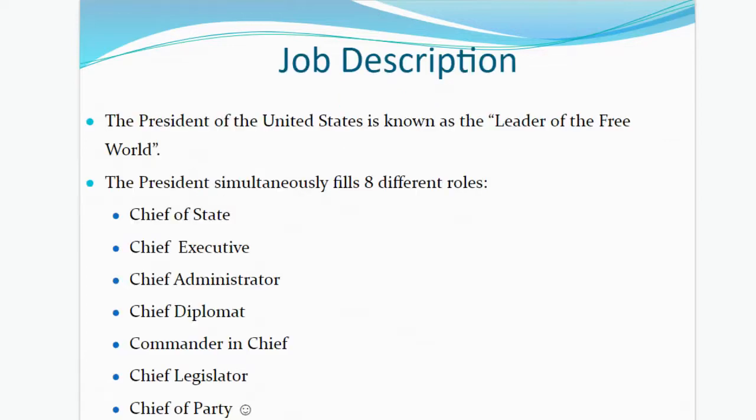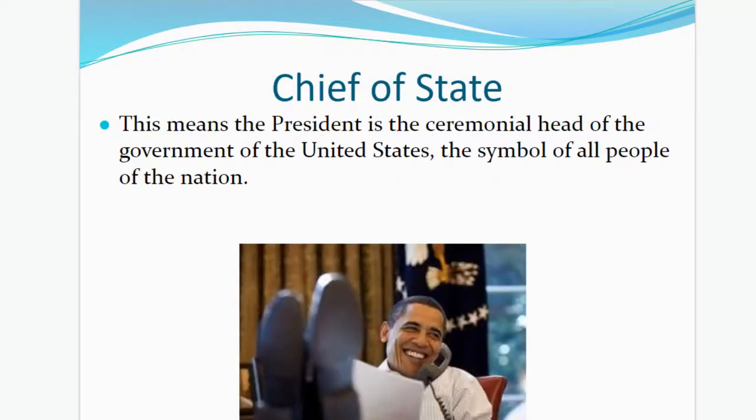So to look back at the job description of the president, again, the president of the United States is known as the leader of the free world. Simultaneously, they fill at least 8 different roles. They are the chief of state, the chief executive, chief administrator, chief diplomat, commander-in-chief, chief legislator, chief of the party, I like the smiley face there, and the chief citizen. I'm going to go through a little bit in detail to explain what these are.